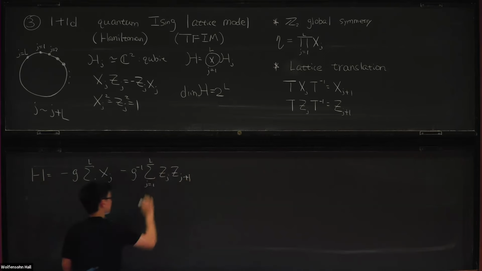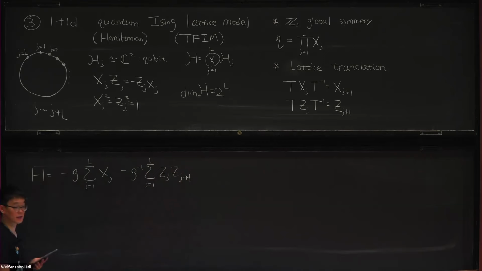Because Z2 is odd, you have to write quadratic terms in Z and restrict to the nearest neighbor interaction. That's the simplest thing you can get. And as we know very well, the phase diagram looks like the following.